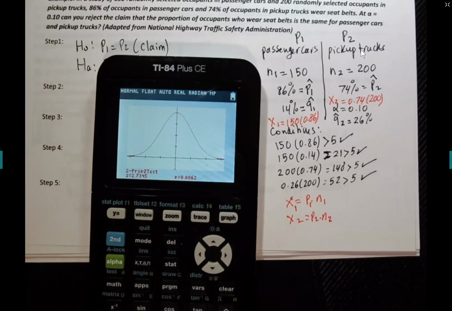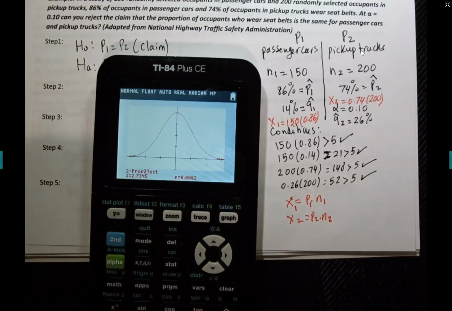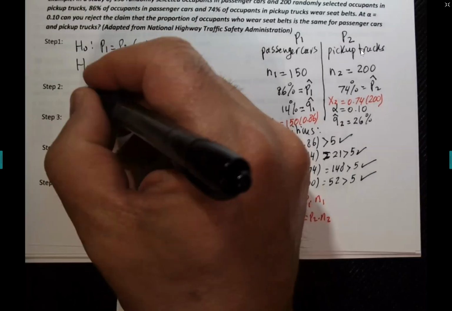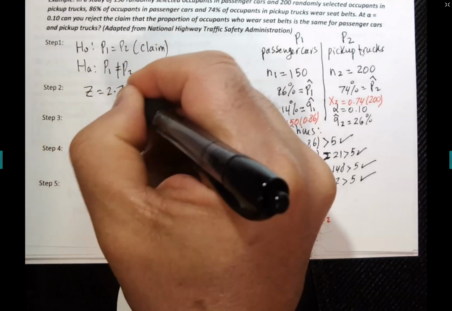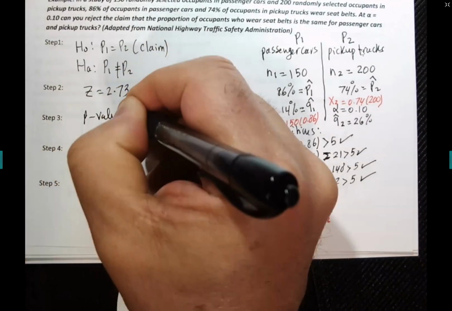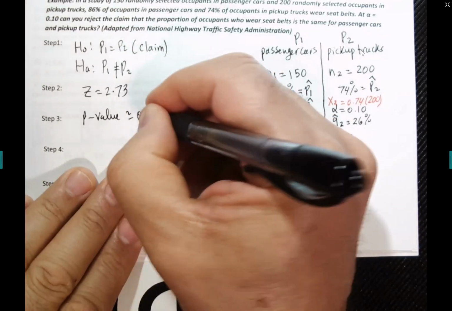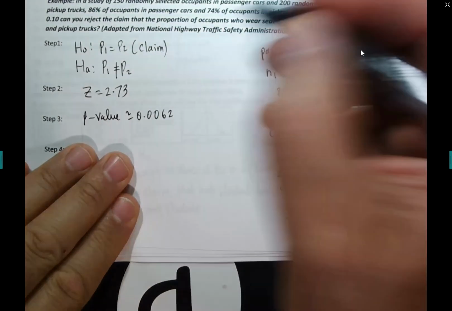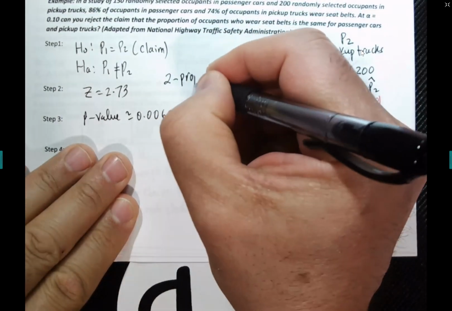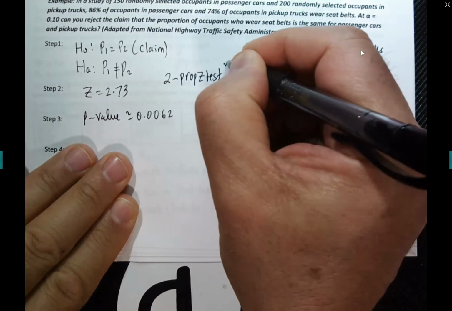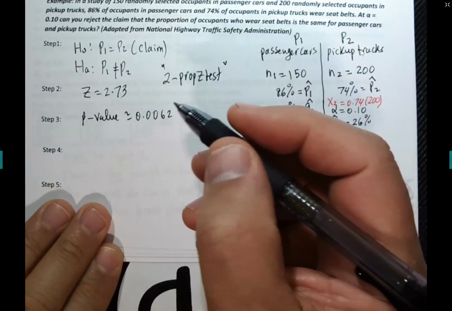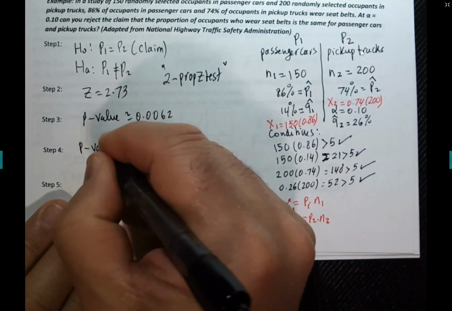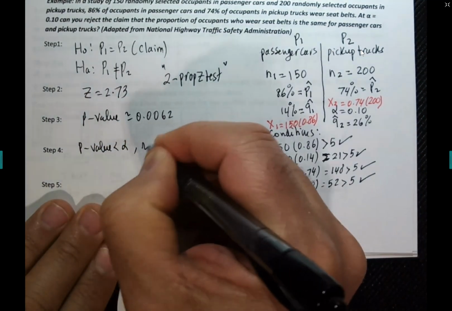Okay. Z is 2.73. And the p-value is so small. Look, you don't even see the p-value. So I got 2.73. And the p-value is so small. Remember, p-value low, H0 must go. So you're going to reject the null hypothesis. The p-value is 0.0062. And we use 2-PropZTest. Okay, so p-value is less than alpha. Reject H0.